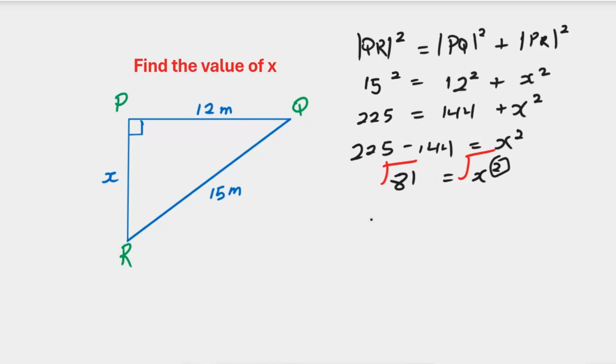The root of 81 will give me 9, so the square will cancel the square root. So we have X left. Remember, the unit is meters. So that means X is equal to 9 meters. Quickly and easily, we have been able to solve this question. Let's take the next one.